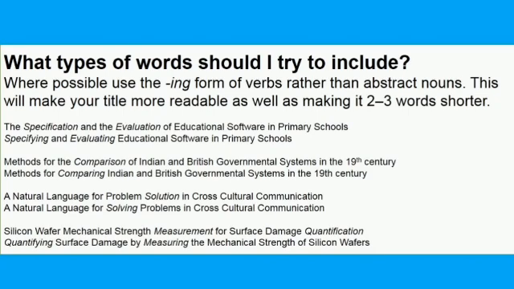Where possible, use the ing form of the verbs rather than abstract nouns. This will make your title more readable as well as making it 2 or 3 words shorter. For example: the specification and the evaluation of educational software in primary schools. Specifying and evaluating educational software in primary schools.